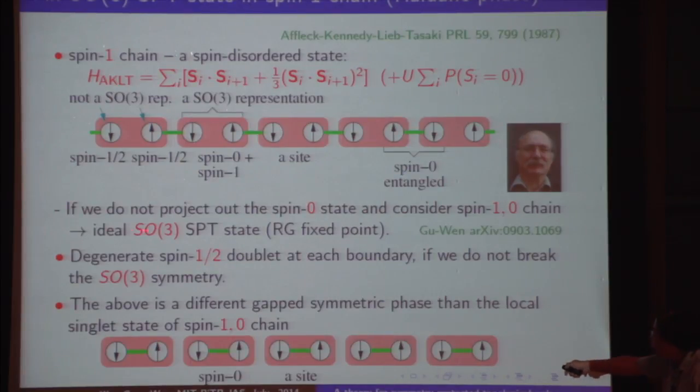And also from this picture, it's clear these are short-range entangled states. At least for this ideal wave function, you can see that this is a singlet, this is a singlet, but there's no entanglement between this pair and this pair. So it's short-range entangled. So both states are short-range entangled, but somehow they belong to different phases. So this is maybe the canonical example of the Haldane phase in 1+1 dimensions, and also the simplest example of SPT states.